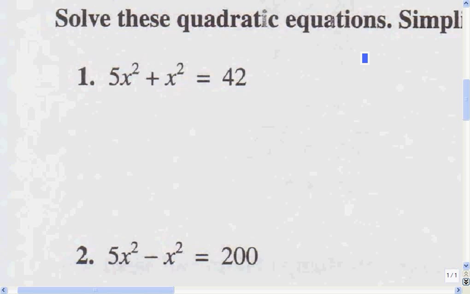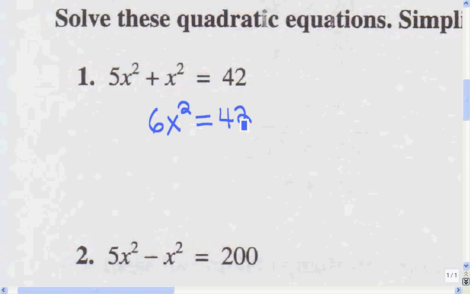This is pretty much more of the same thing. Here they just add a couple of steps. 5x squared plus x squared equals 42. Well, I know here that I'm going to combine these two because they're like terms. So really what I have is 6x squared equals 42.